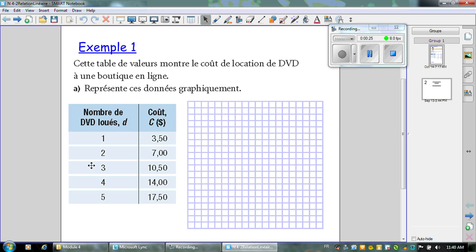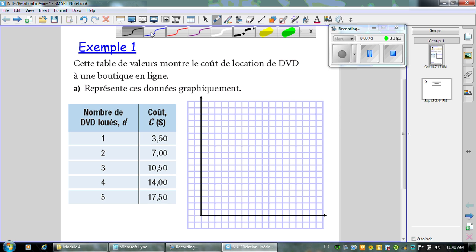We have to represent this data using a graph. The first thing you need is axes. So you need two axes, a horizontal and a vertical axis. And here we have one that is the number of DVDs, D, and the other one is C, the cost. You always put your independent variable on the horizontal axis. So here D, because the cost depends on the number of DVDs we rent.